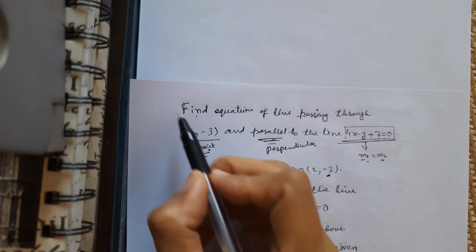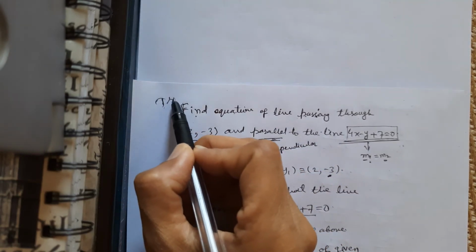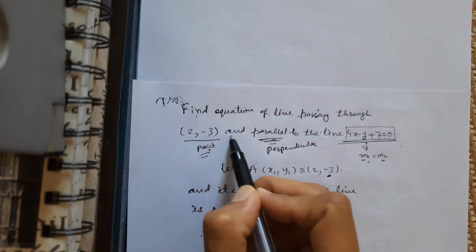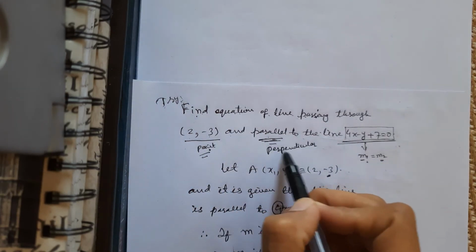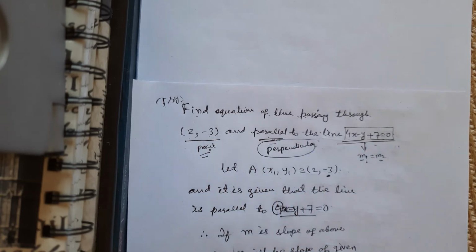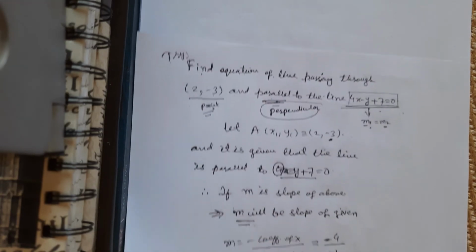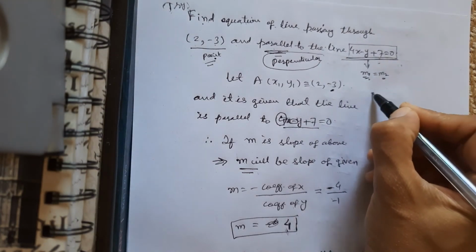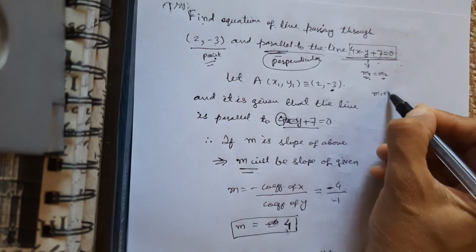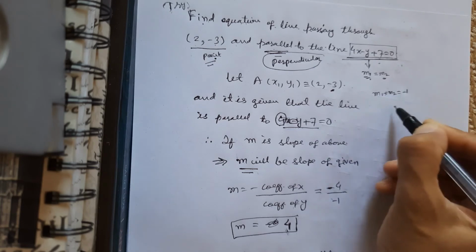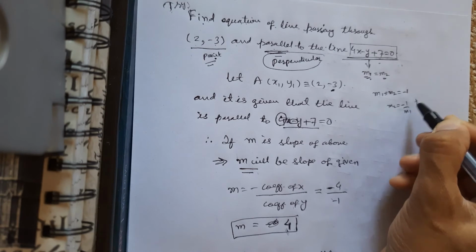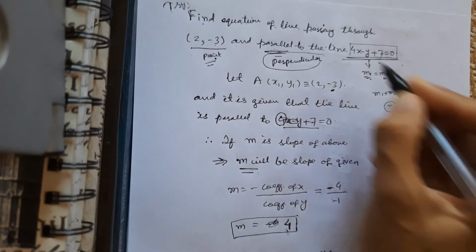Okay, so the equation I want you to try is: find the equation of a line passing through (2, -3) and parallel to, and perpendicular to, this line. Now for perpendicular, if m1 is the slope of this line, then we know that m1 times m2 equals -1. So m2 equals -1 upon m1, and that's how you are going to calculate the slope of this line.